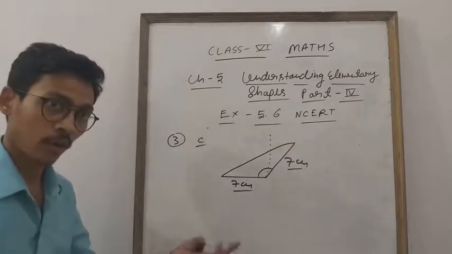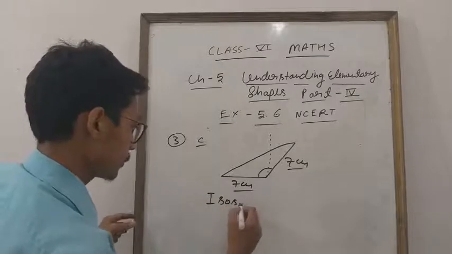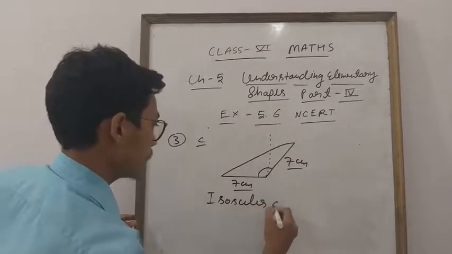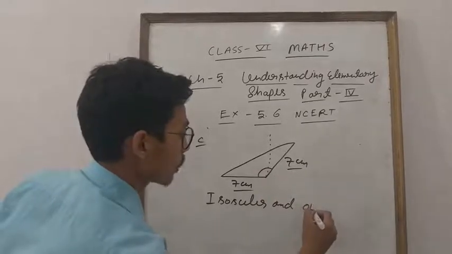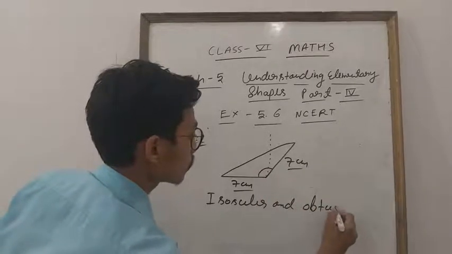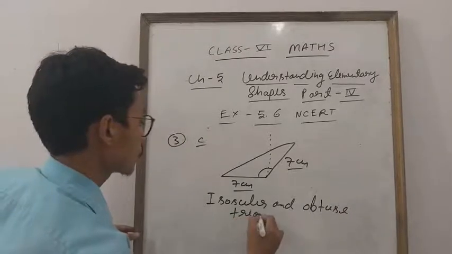Okay? So what will you write down? You can write down isosceles, and obtuse. Isosceles and obtuse triangle.